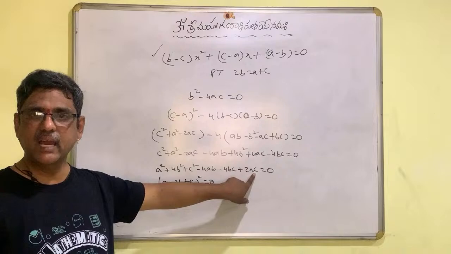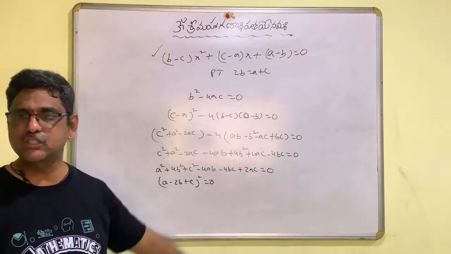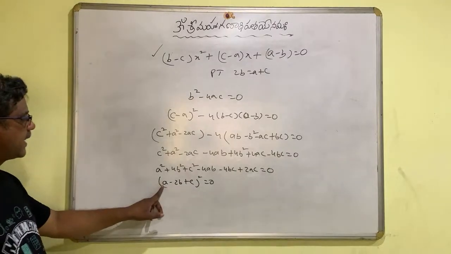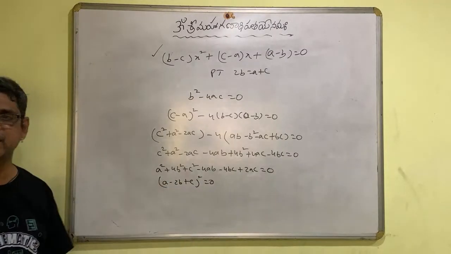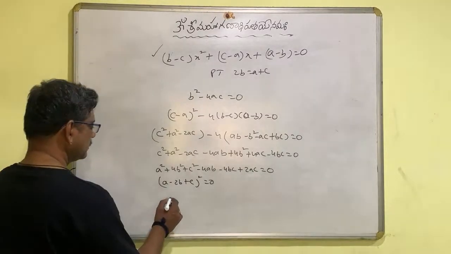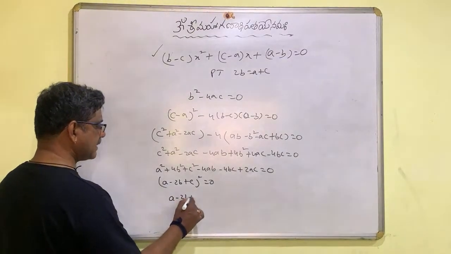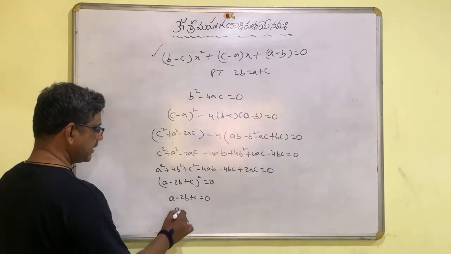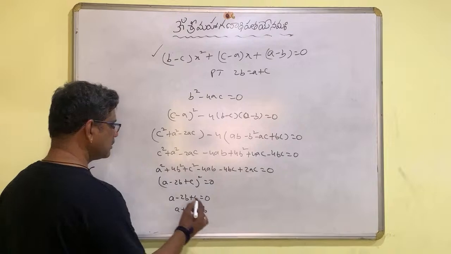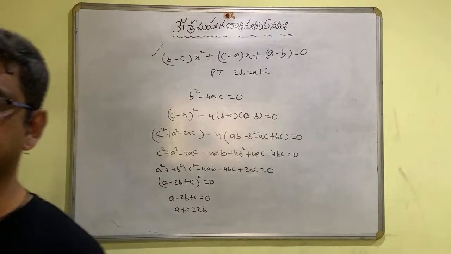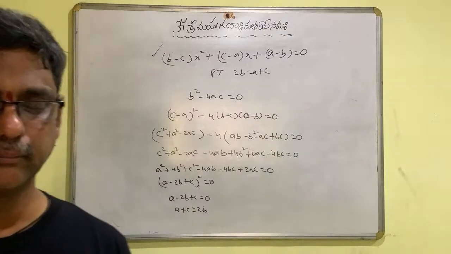Yes, a and c are positives. That means minus 2b is negative. So (a minus 2b plus c) whole square is 0. Then a minus 2b plus c is equal to 0. Then a plus c is equal to 2b. A plus c is equal to 2b. Understood, children?